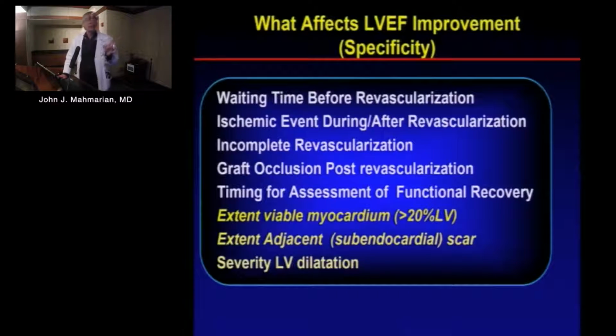The other is whether you have any ischemic events after revascularization, because you could be viable, but if you have an ischemic event, that could affect your viability, right? Incomplete revascularization: some patients go for revascularization and don't have good targets either. So even though they may be viable, they may not actually get an improvement.